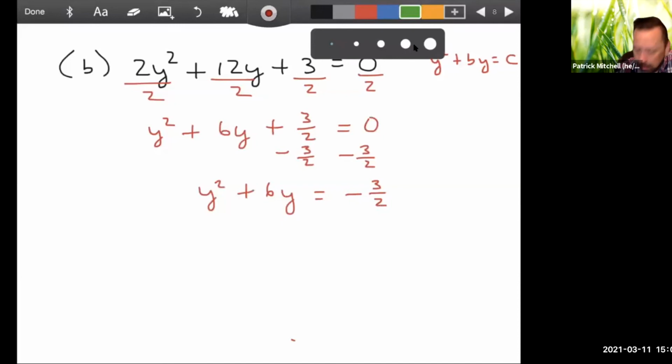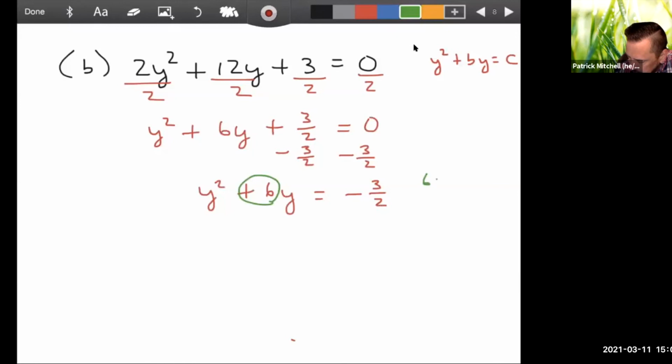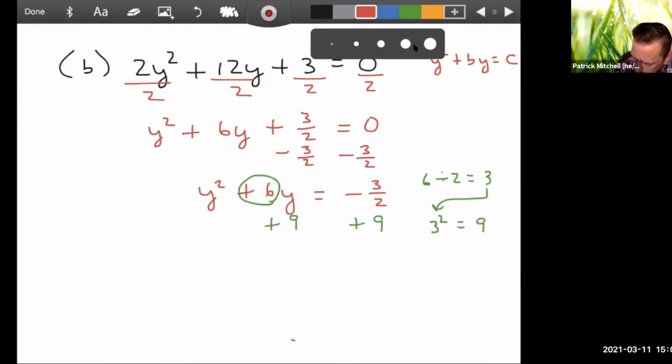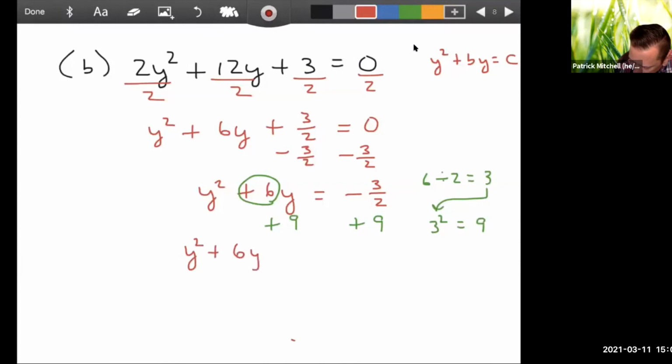All right, time for the magic trick. Take the number attached to the y, which is a 6. Divide it by 2, which gives you 3. Square that answer, which gives you 9. So I'm going to add 9 to both sides. y squared plus 6y plus 9 equals negative 3 halves plus 9.